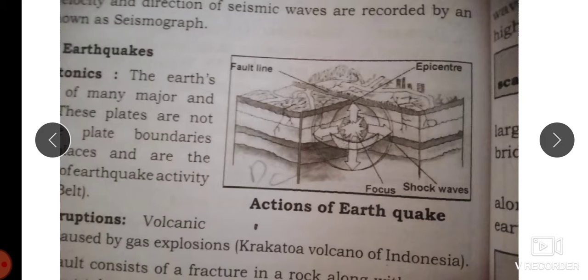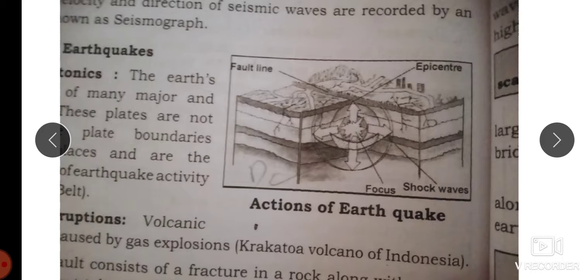Volcanic eruption. The volcanic earthquakes are caused by gas explosions, like the Krakatoa volcano of Indonesia.